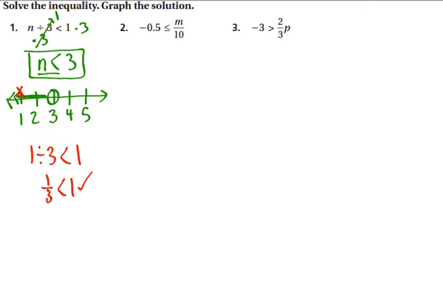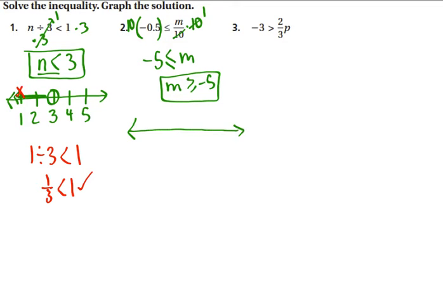Let's move to our next example. Negative 0.5 is less than or equal to m divided by 10. To get rid of the divide by 10, we need to multiply by 10. 10 times negative 0.5 is negative 5, and that's less than or equal to m. m divided by 10 times 10 reduces to 1m. All right, so m is greater than or equal to negative 5 if we put the m first.